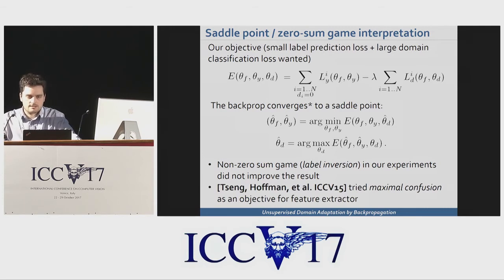In parallel with us, a Berkeley group investigated the same idea, and they found that in their experiments, especially in the early stages of training, the maximum confusion objective, used for the feature extractor part, worked better. Maximum confusion means they measure cross entropy with a 50-50 distribution. The feature extractor is updated so that the discriminator thinks that it has equal chance of coming from the source domain and the target domain.